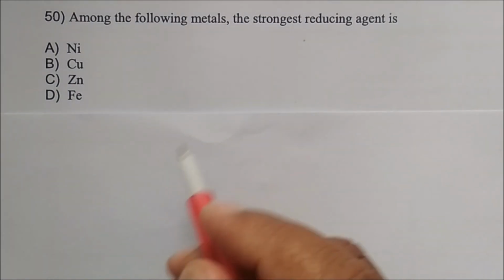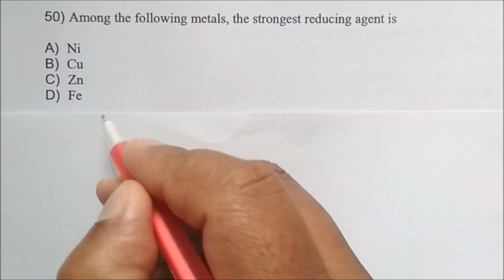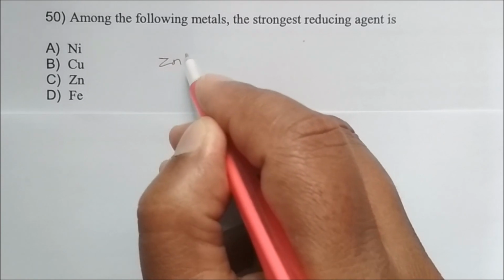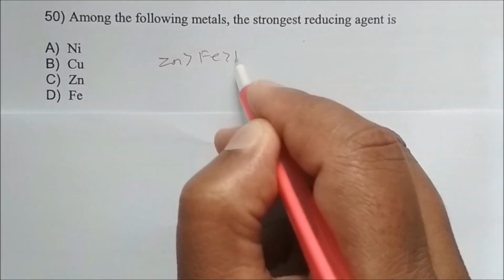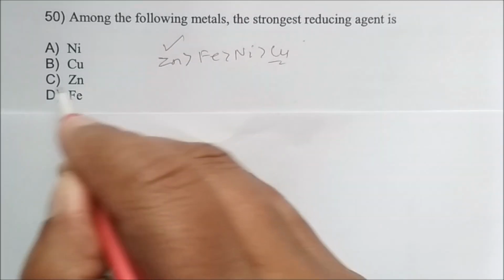Among the following metals, the strongest reducing agent is? So these are the metals, a very easy question. You can use the electrochemical series. In this series, zinc is the strongest, followed by iron, then nickel, and last is copper. So which is the strongest reducing agent? Zinc. So this is our answer.